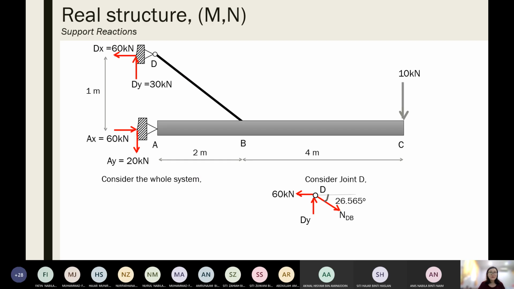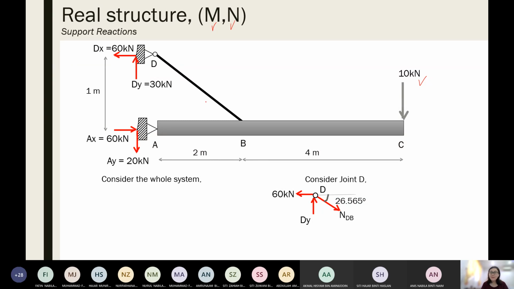First of all, we use the structure directly from the real problem, where this structure is dealing with the real load of 10 kilonewton. We can name this structure right now: M and big N. M is a moment type, N is the axial force. Okay, so we can look at this.